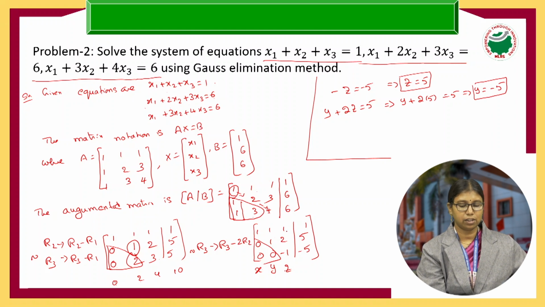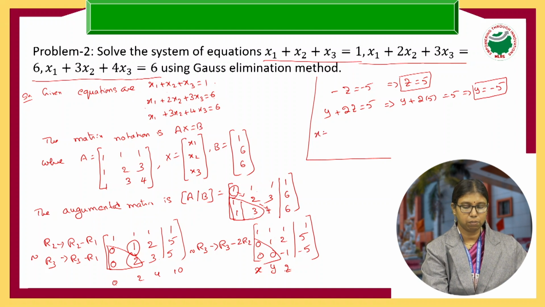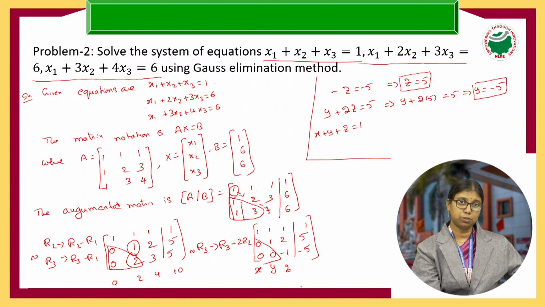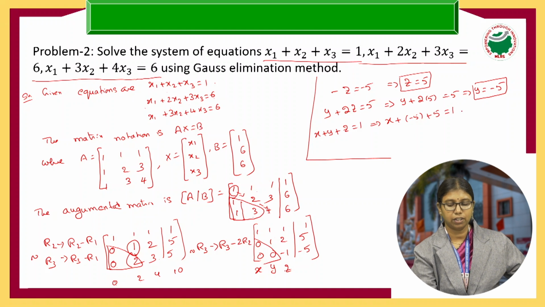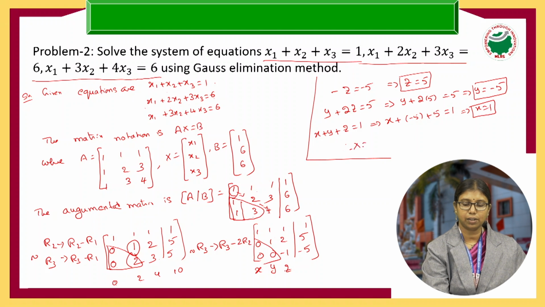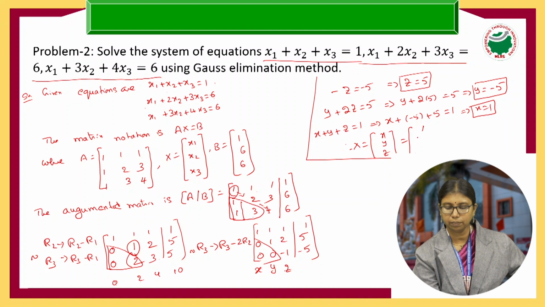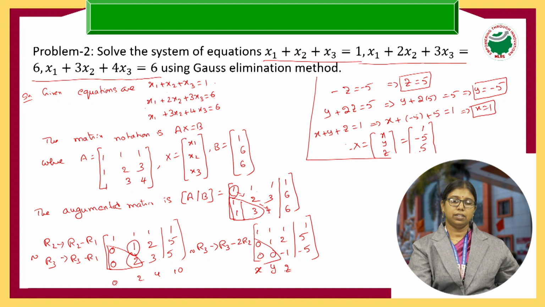Next, take the first row values. x multiple is 1 plus y multiple is 1 plus z multiple is 1 is equal to 1. Now substitute the values of y and z. This is x plus y, which is minus 5, plus z, which is 5, equal to 1. The 5s are cancelled and you will get x as 1. So your final solution capital X, that is x, y, z, is equal to 1, minus 5, 5. So like this you can solve the non-homogeneous system of equations using Gauss elimination method also. Thank you.